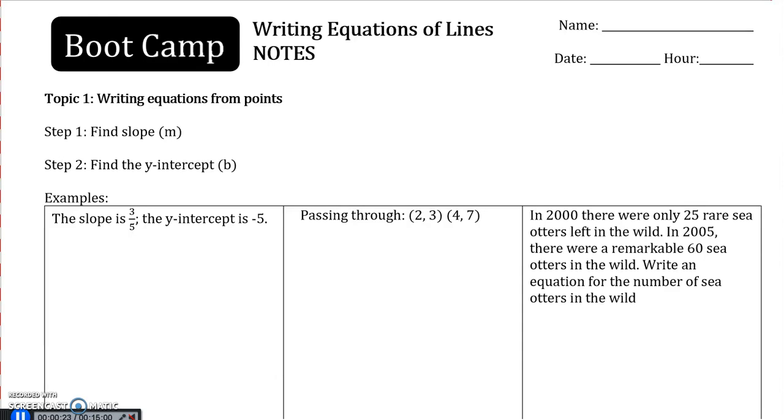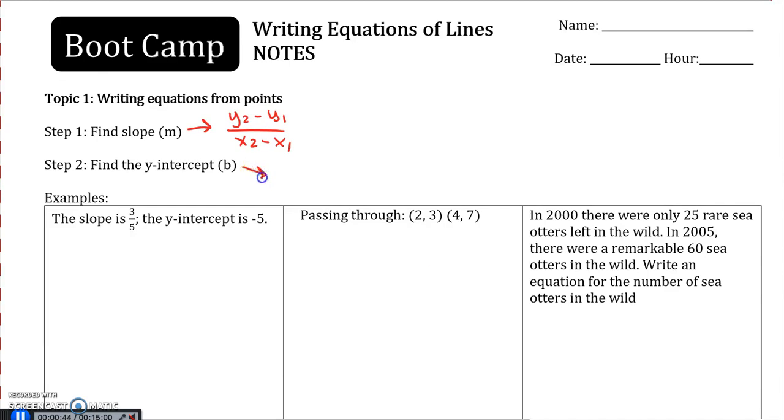Whenever we are writing the equation of a line, we want to first find the slope. The slope could be given to us, or we might have to use the equation y2 minus y1 over x2 minus x1. And you may have seen this equation before, or at least I hope so.